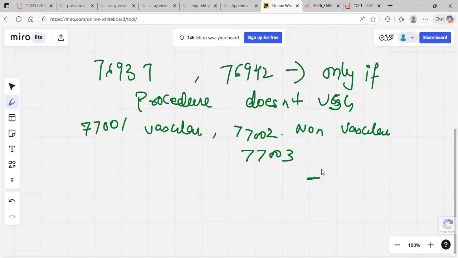Just give me a second. Okay. I'm looking for a particular example so that we can understand this better.